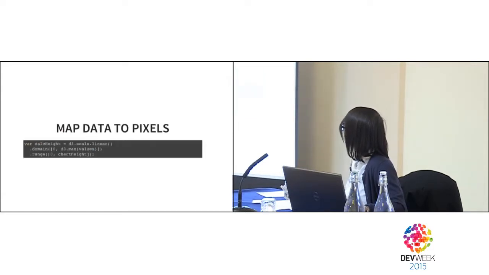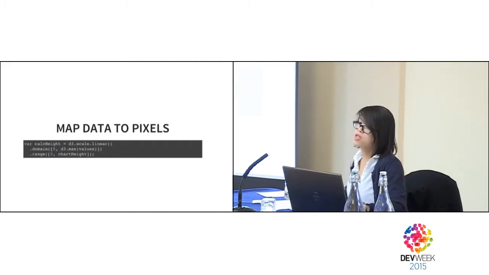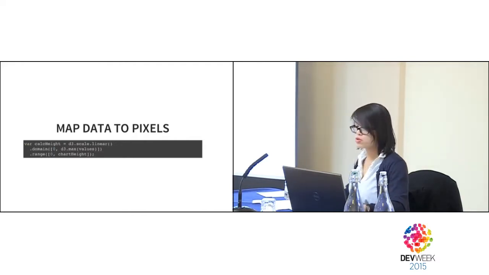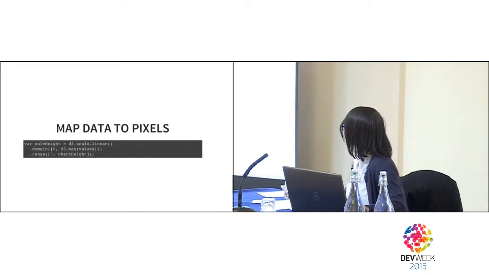Then we want to map our data to pixels. So we were drawing a bar graph, but we don't want Monday to be 3 pixels high because that's really, really tiny. So we're telling D3, I want to map from 0 to the maximum value, 9, but I want to map it across 0 and a chart height of, well, I'll say it later. Let's say 100 pixels or 500 pixels.